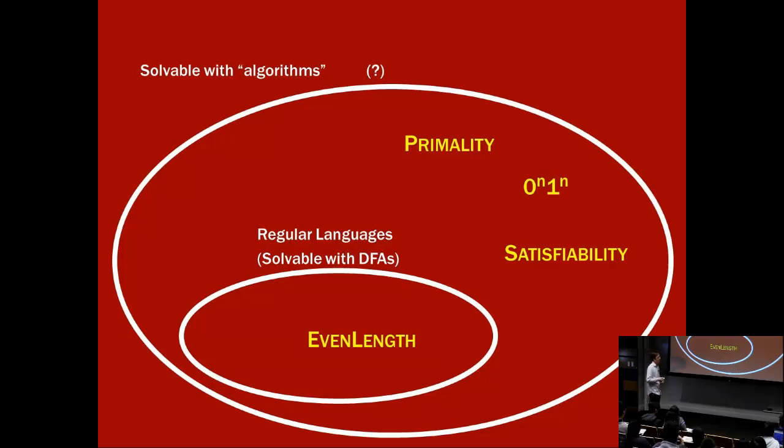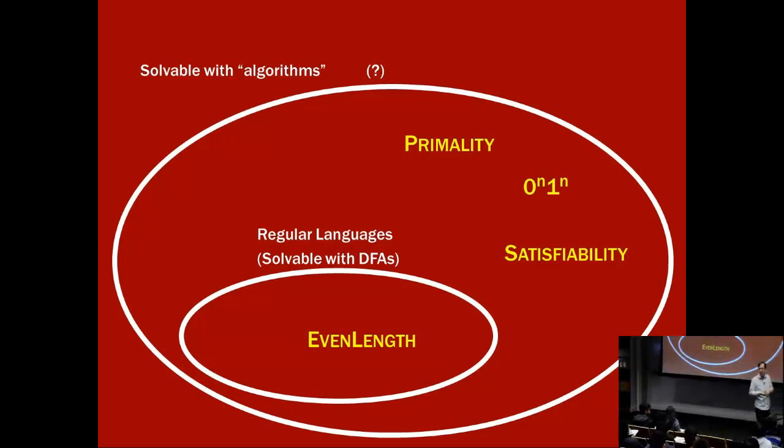Or, this one's quite easy. Just count the number of ones, count the number of zeros, check if they're the same. Here, we know there's some algorithm, right? Count the number of variables. Let's say it's n. Write down a giant truth table with 2 to the n rows. Fill it all out. Check to see if at least one of the outcomes was true.